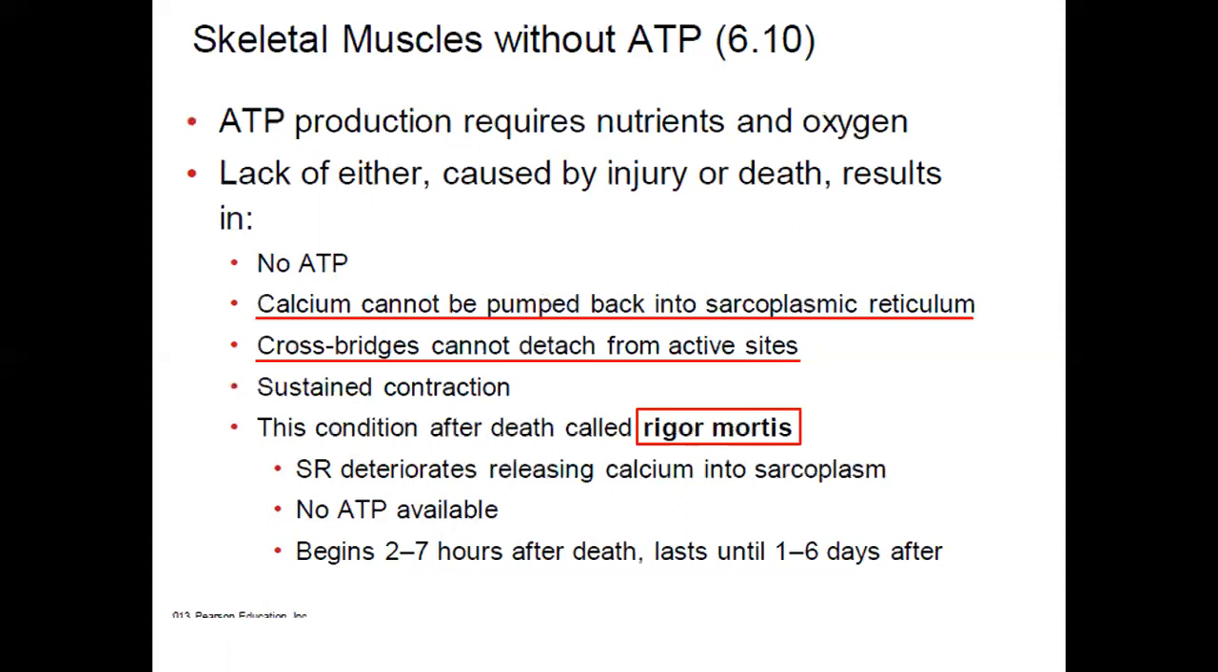Myosin binds to actin, pulls on actin by way of the sliding filament theory, right? And then it stays contracted. Without new ATP coming in, myosin can't unbind or detach from actin, so it stays bound and you stay contracted, which is what causes the stiffness after death, which is rigor mortis.